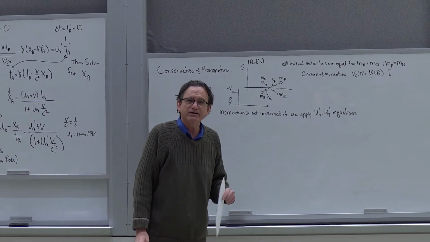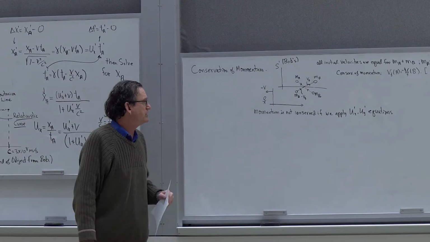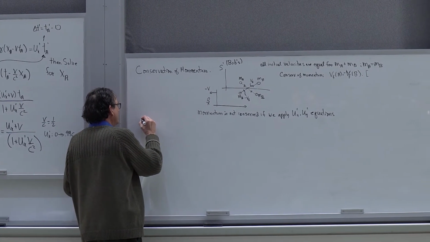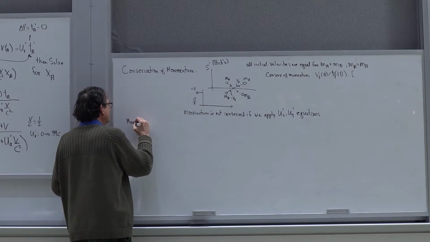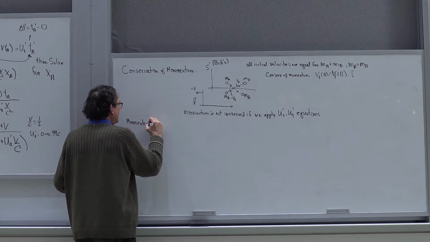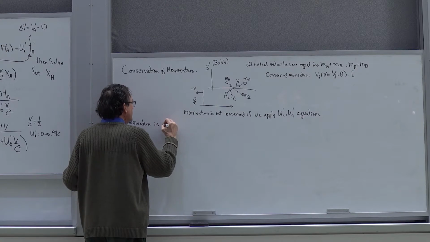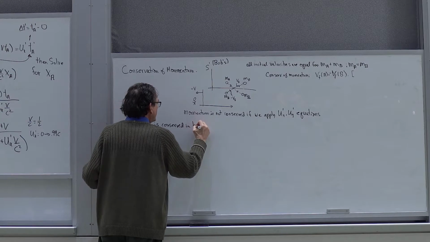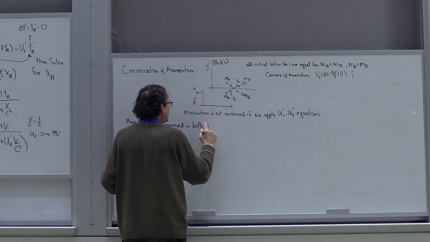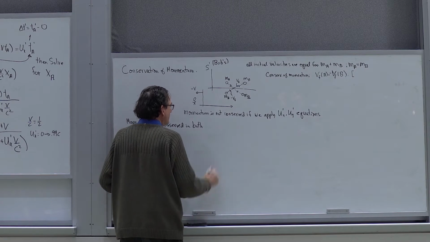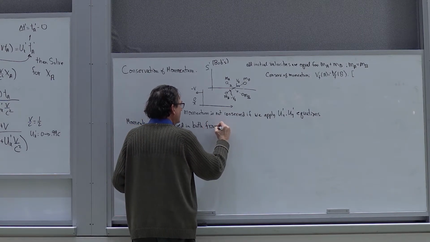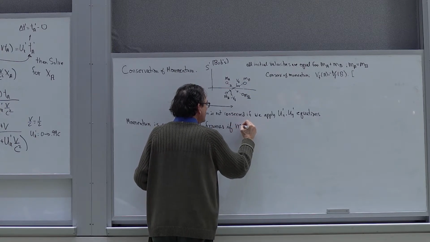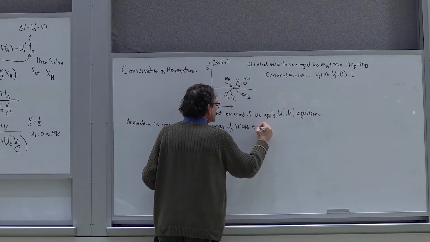So Einstein did a very clever trick to make this work out. What he said was, the way I can make this work, I can make momentum be conserved in both frames, if mass increases with velocity.